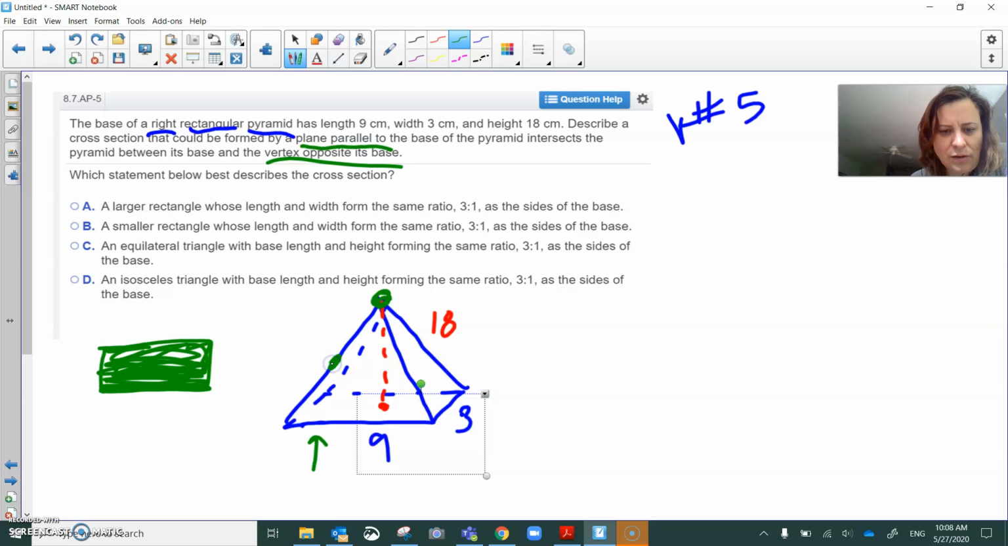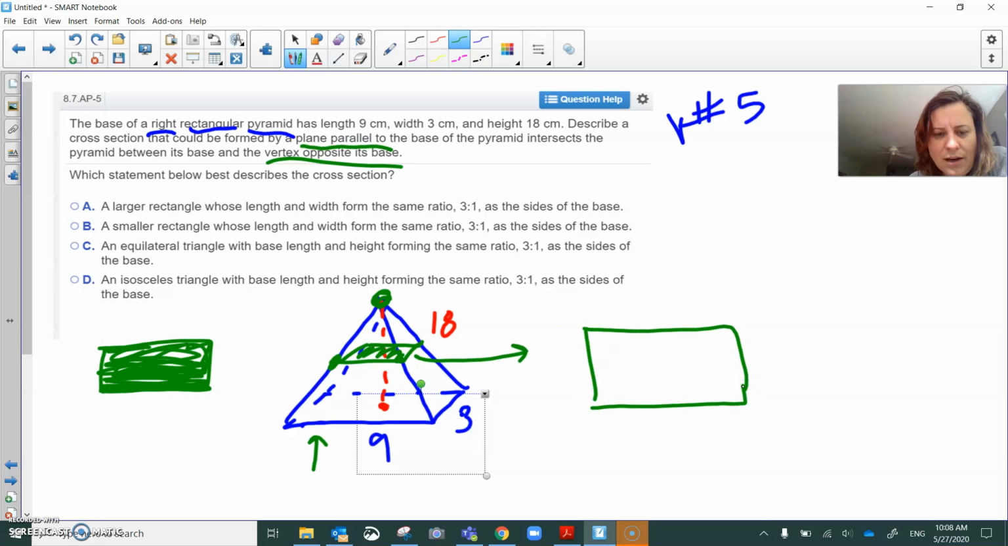So I'm going to find these points that are between. So it's going to look like this, right? So if I pull this out and draw it in more of a two-dimensional way, I know that this length is 9. I know that this length is 3. This is parallel to the side that's 9. This is parallel to the side that's 3.